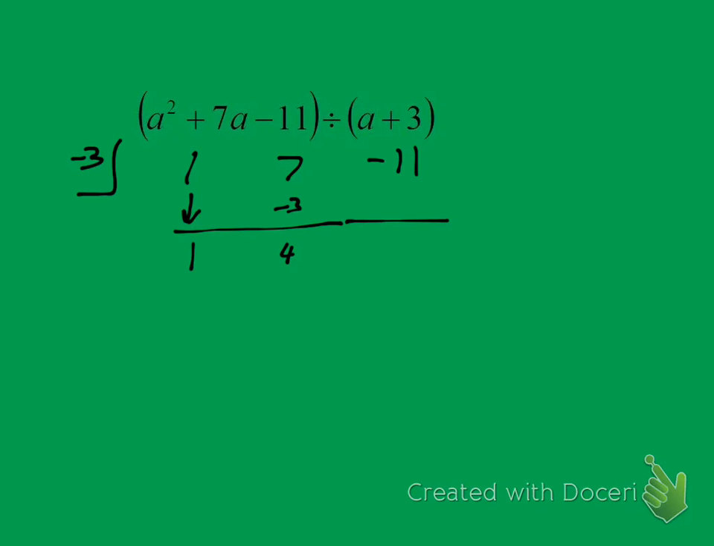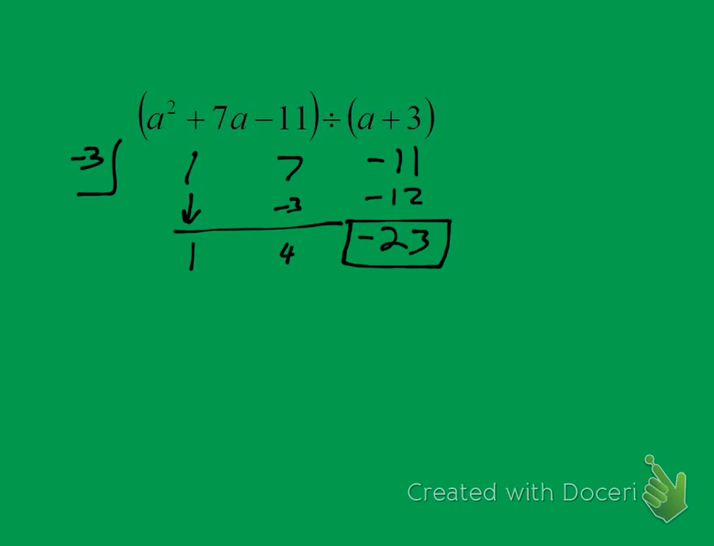You always add these two, right? So 7 plus negative 3. Think about it that way. 7 plus negative 3, same as 7 minus 3, so you get 4. 4 times negative 3 gives you negative 12. Negative 11 plus negative 12 gives you negative 23. And that's the last number, so I'm going to put a box around it.